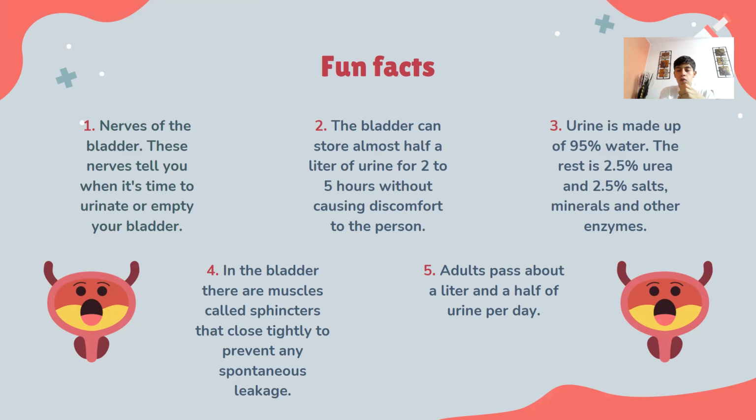The rest is 2.5% urea and 2.5% salts, minerals, and other enzymes. Number four, in the bladder, there are muscles called sphincters that close tightly to prevent any spontaneous leakage. And number five, adults pass about 1.5 liters of urine per day.